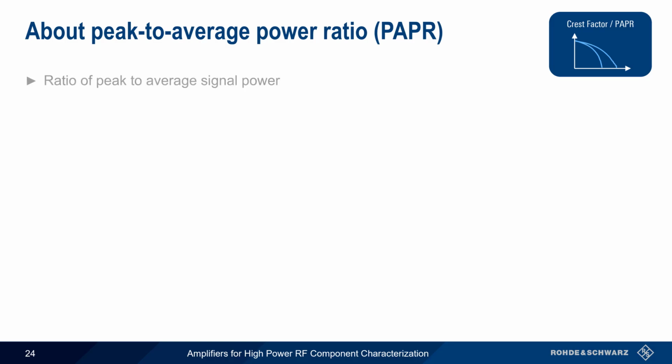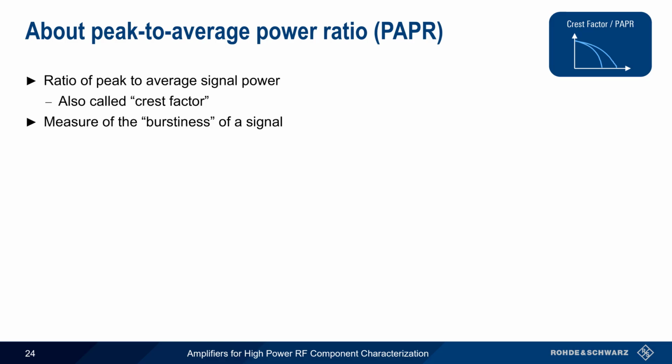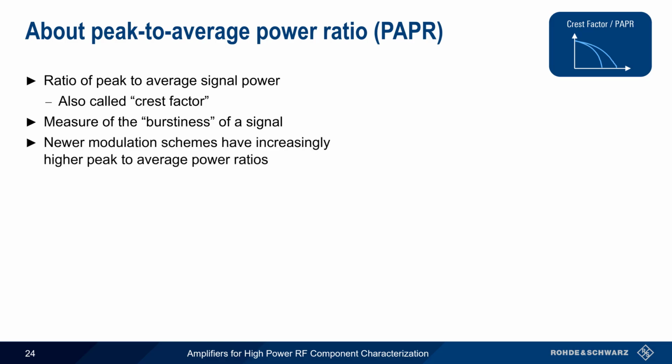Next, we'll discuss peak-to-average power ratio, which is simply the ratio of the peak signal power to the average signal power. This is often also referred to as peak-to-average ratio or crest factor. Peak-to-average power ratio can be thought of as a measure of the burstiness of a signal, because higher values indicate a signal whose peak levels are significantly higher than their average level. This actually is quite common in newer digital modulation schemes.